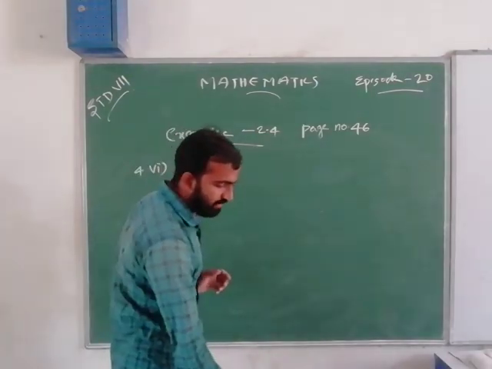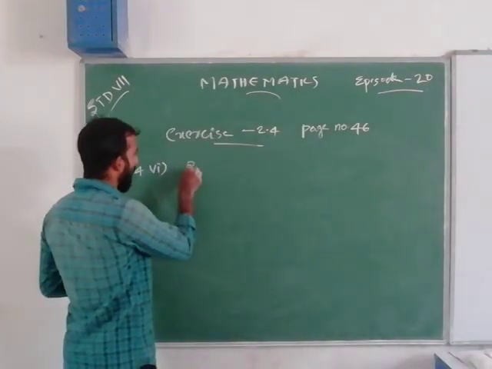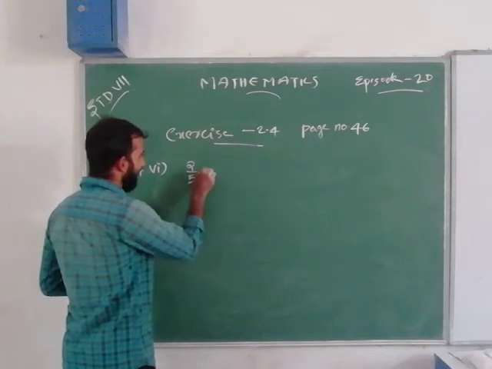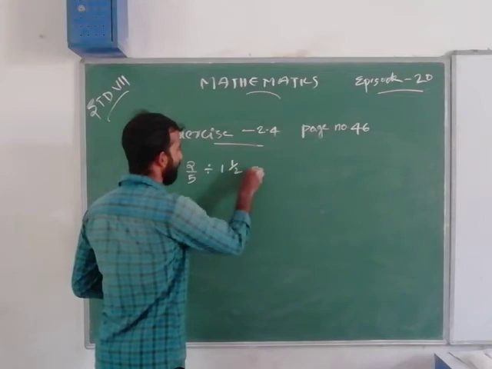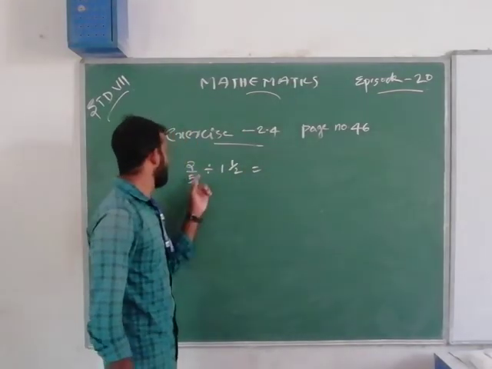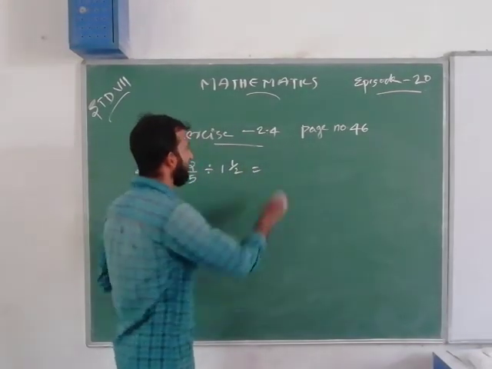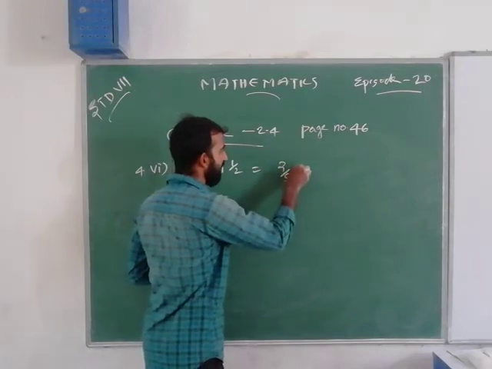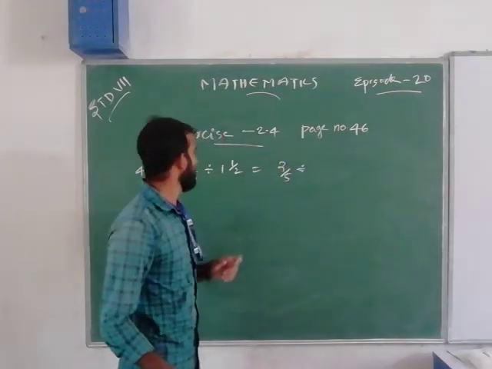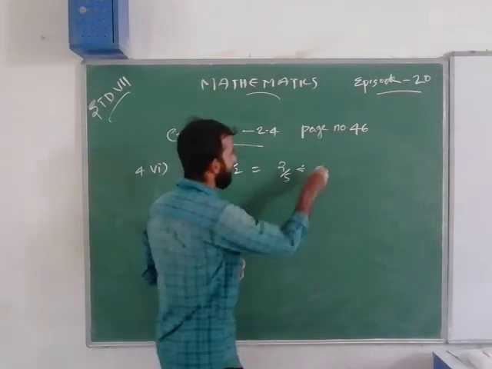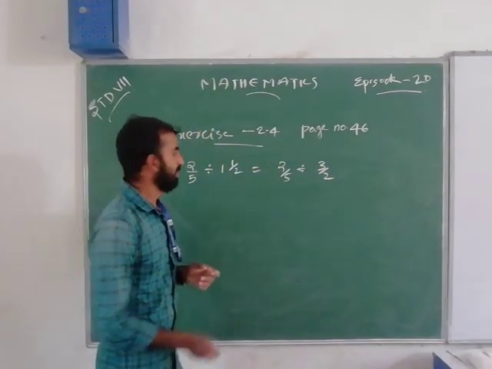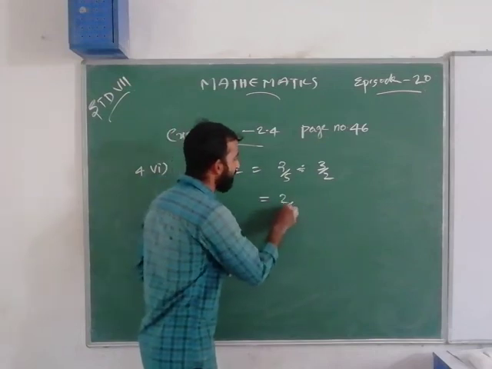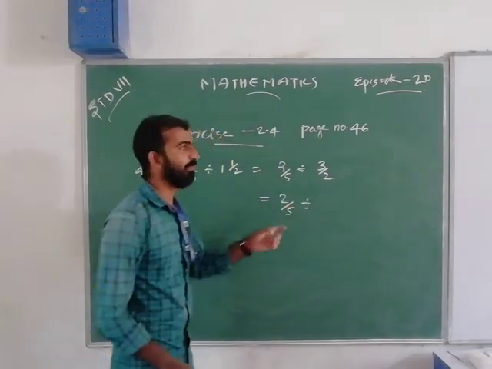Sixth question: what is our sixth question? 2 by 5 division 1 and 1 by 2. 1 and 1 by 2 means 3 by 2. So we can write 2 by 5 division 3 by 2.